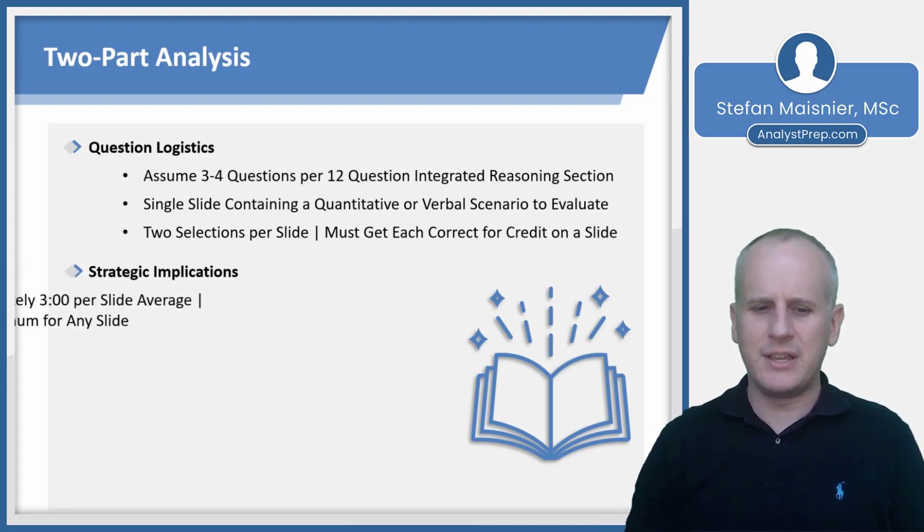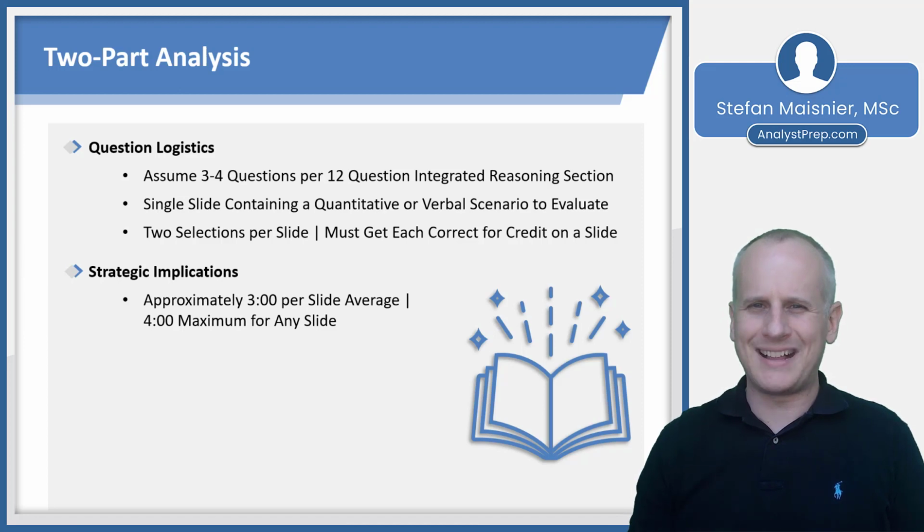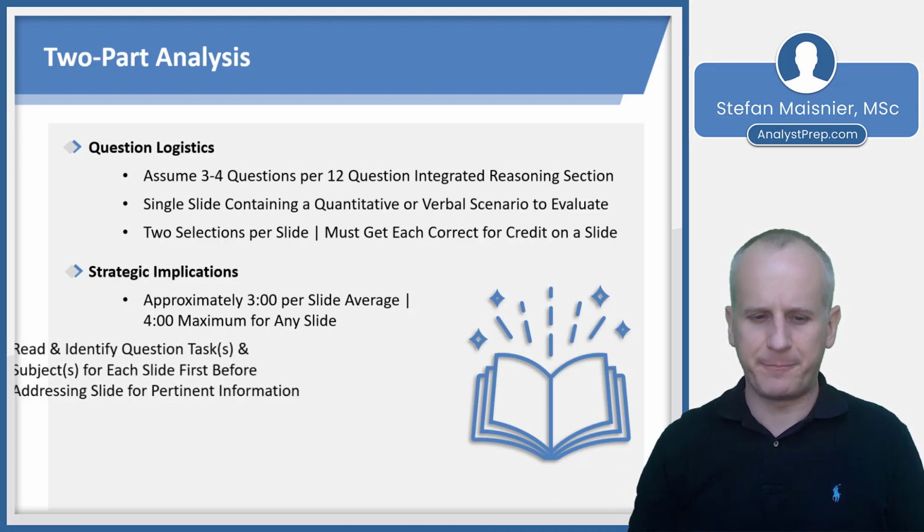Now, strategically, we know that these 2-part analyses questions tend to take a little bit longer on average than, say, some of the simpler graphic interpretation and table analysis questions. So you want to allocate about 3 minutes per slide on average for these 2-part analyses questions, but have a hard maximum of 4 minutes for any 2-part analysis question slide.